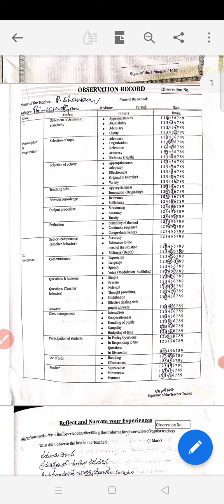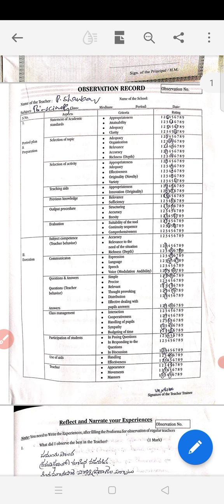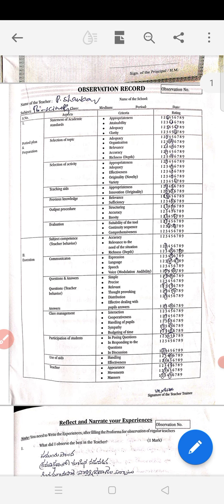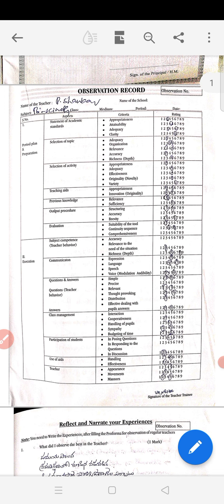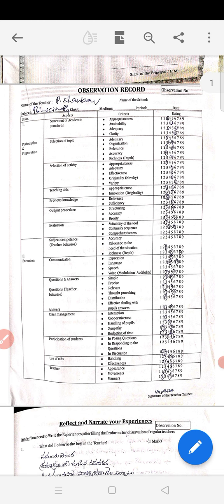Next, selection of the topic. What is the topic selected by him? Whether the topic has adequacy or not, how that topic is organized, whether the topic is relevant to the students, whether that topic has accuracy or not, whether that topic has richness or depth, et cetera. For each and every area you are going to give a rating from 1 to 9.